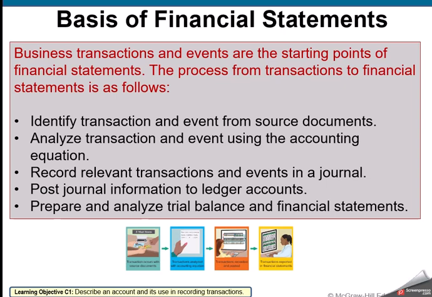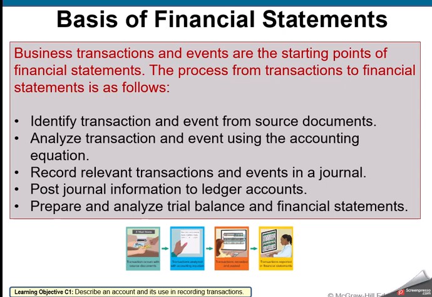As we talked about in our first chapter, we have to identify what transactions and events we are going to record. And we do that based on source documents such as invoices, purchase orders, or receiving documentation. There's normally some sort of document that we're going to record. We analyze the transaction again, thinking of our assets equal liabilities plus owner's equity, and always making sure we balance. We record them into our journal entry.